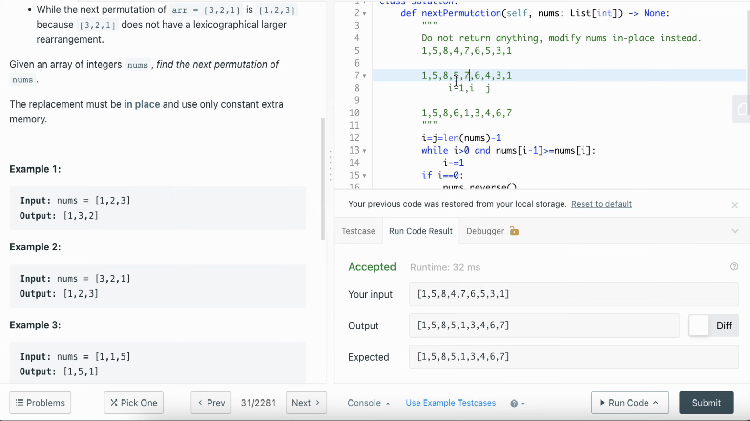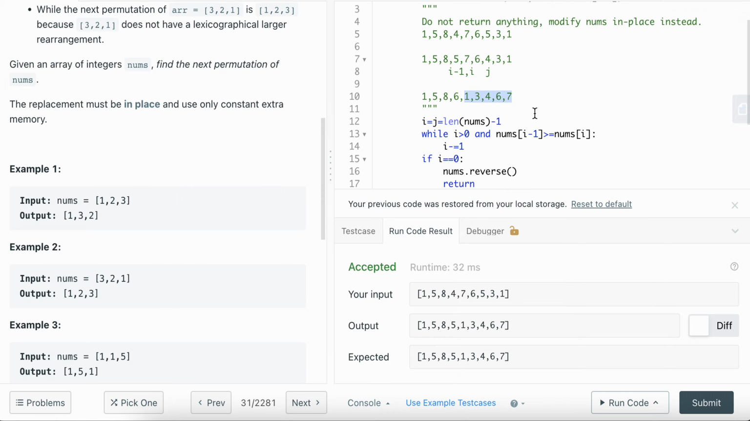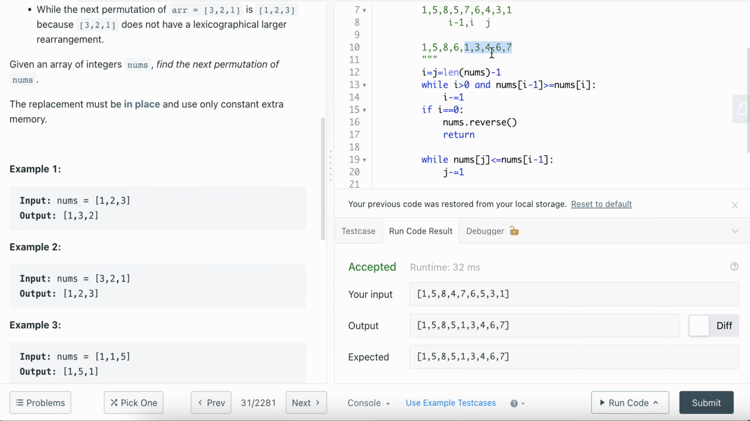So just to reiterate, all you need to do is shift i to a non-descending order position first, and then you want to shift j to a position that is slightly bigger than nums[i - 1], and then you want to swap i - 1 with j. And once you swap them, you want to reverse the rest of the array, including the i itself, starting from the i position. Once you reverse it, you will get the next permutation for the current array.